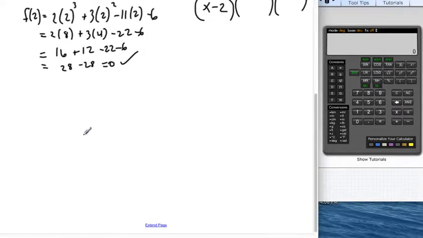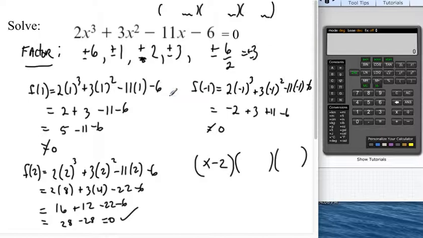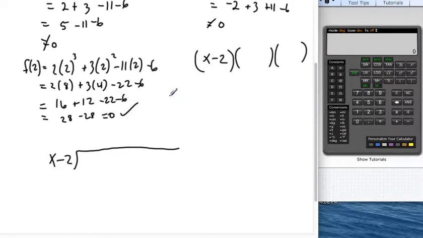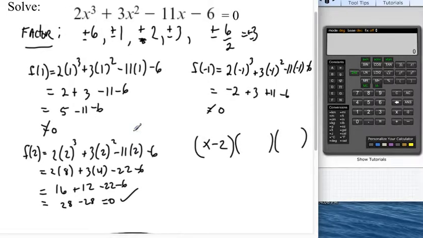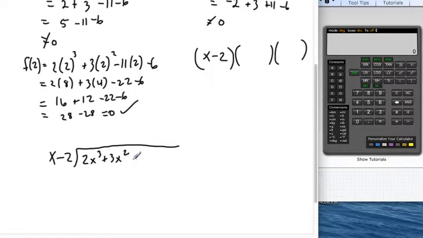So I'm going to move down the page a little bit, and I set up my division statement. So we got 2x cubed plus 3x squared minus 11x minus 6, and we're going to divide these polynomials. So let's go through that process. That's going to be 2x squared. That's going to give me this.